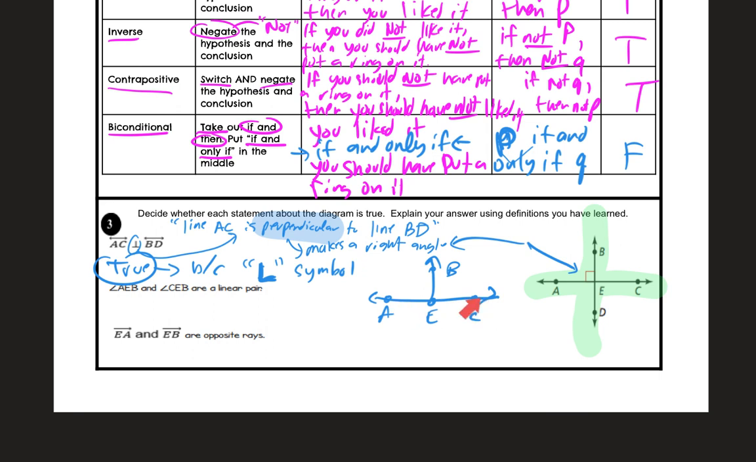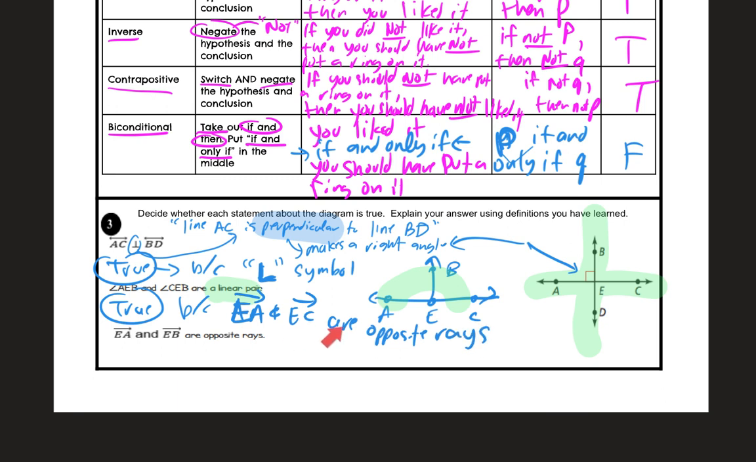It's asking, is this a linear pair? And the answer is yes. It is a linear pair. That's true, right? Because this right here and this right here are opposite rays. I'm sorry, we can say ray EA and ray EC are opposite rays. Okay, because EA and EC are opposite rays. That's true.